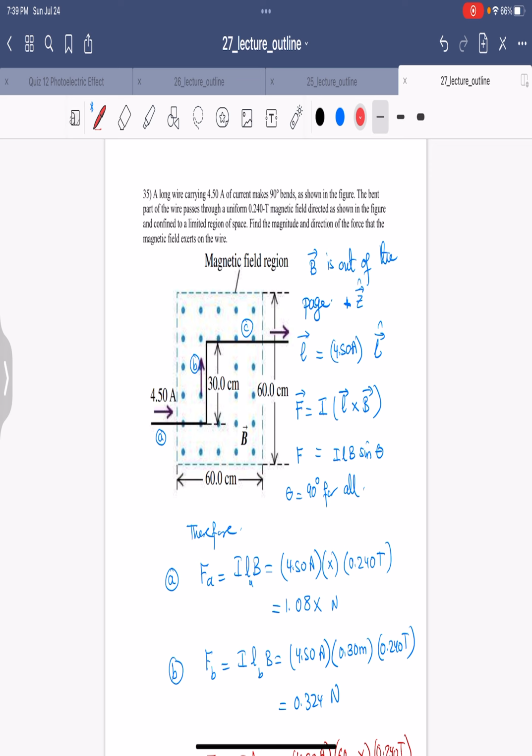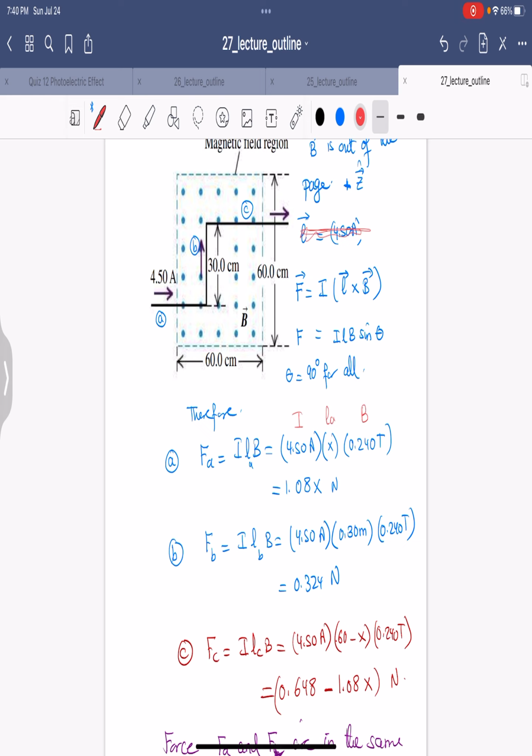We know its length. But for A and C here, these two segments, we don't know. For F_C, we know that it is I times L_C, and L_C is 0.6 minus x. Therefore we are going to have that kind of expression for it.